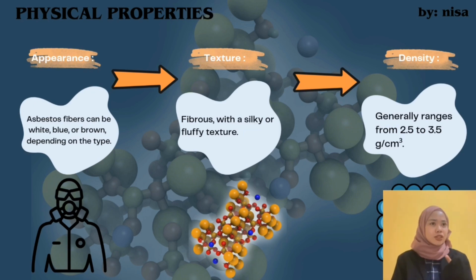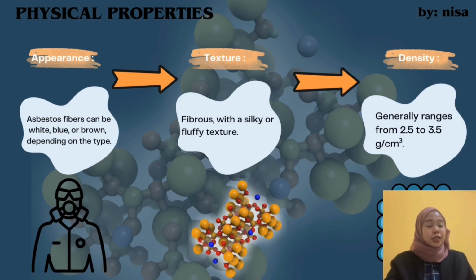Crocidolite, also known as blue asbestos, has a bluish color and consists of thin, needle-like fibers which are brighter and more prone to becoming airborne. Amosite or brown asbestos appears in shades of brown or grey with straight rod-like fibers, often used in construction materials such as cement and insulation.